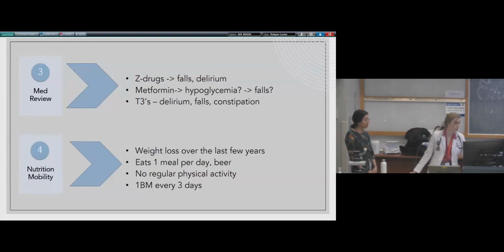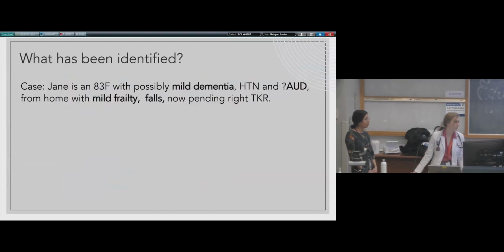So how does this change our overall assessment of Jane? Jane is an 83-year-old female, possibly with mild dementia. We need to do some more questioning and more assessments. She has hypertension, there's excess alcohol use, and she's from home with at least mild frailty and falls, and now she's pending this right total knee replacement.